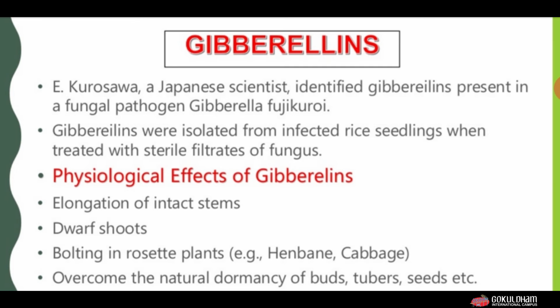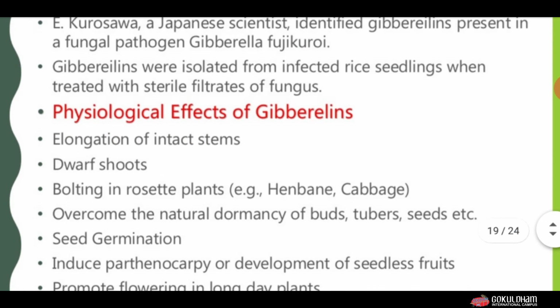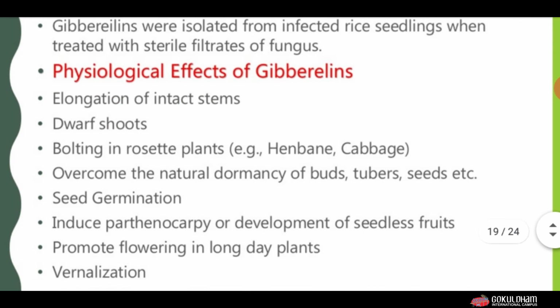Gibberellins were isolated from infected rice seedlings when treated with the sterile filtrate of the fungus. And the physiological effects of gibberellins are the elongation of the intact stem. It promotes internodal elongation in plants like sugarcane. Then, in dwarf shoots, it is also used to promote the internodal elongation.